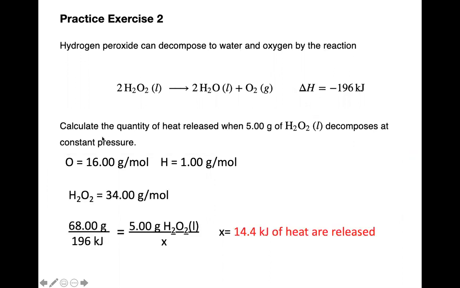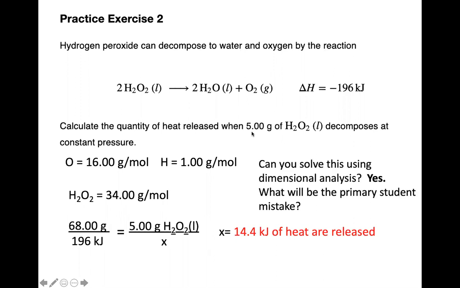So my approach would be something like this. I would look to see, well, what's the molar mass for the hydrogen peroxide? So 34 grams per mole, that's by using the periodic table. Then I would say, okay, 68 grams of hydrogen peroxide results in 196 kilojoules. If I have 5 grams, how much would be involved? This would be a proportion that I would set up to determine the amount of heat that was released when I had 5 grams decomposing.